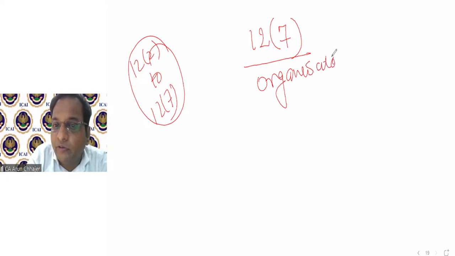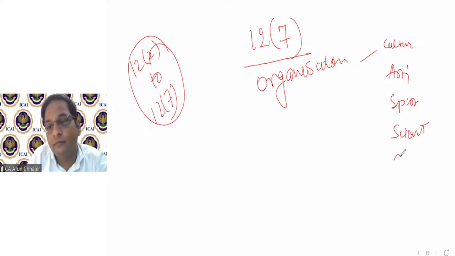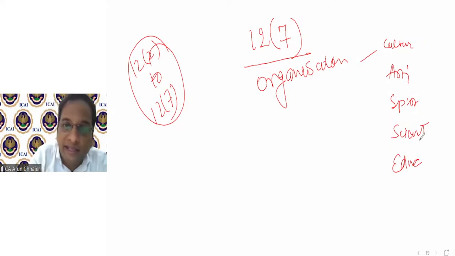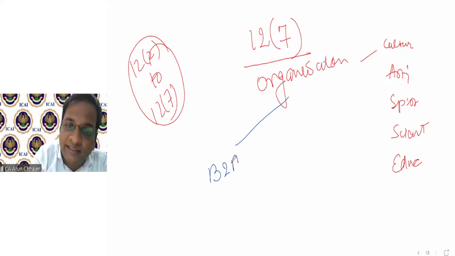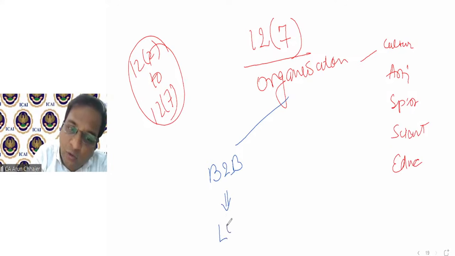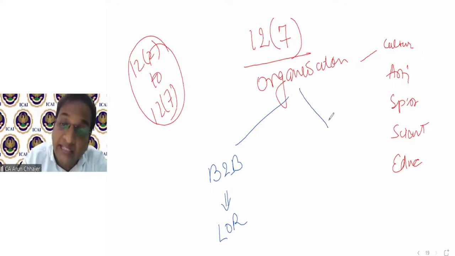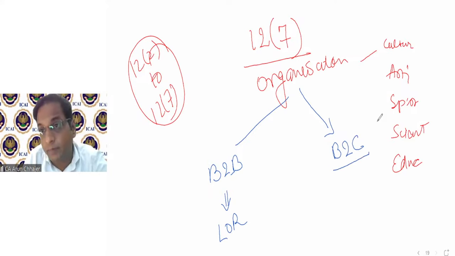Organization of an event. Which event? It can be cultural, artistic, a sports event, a scientific event, an education event, anything. If it is B2B, whether it is in one state or more than one state, it will always be LOR. In case the event is being organized and the bill is being raised to the unregistered party.